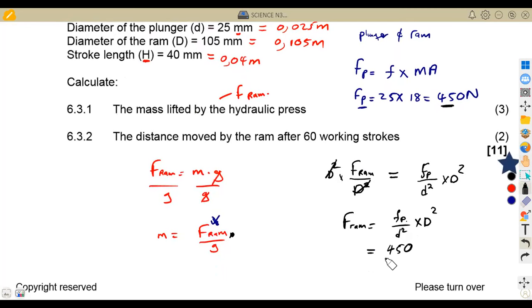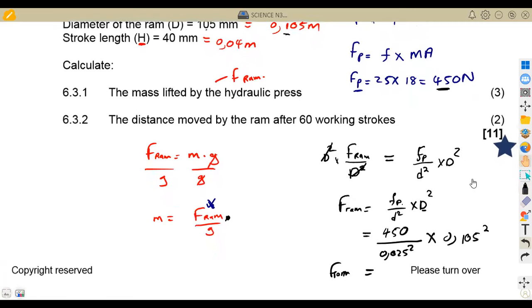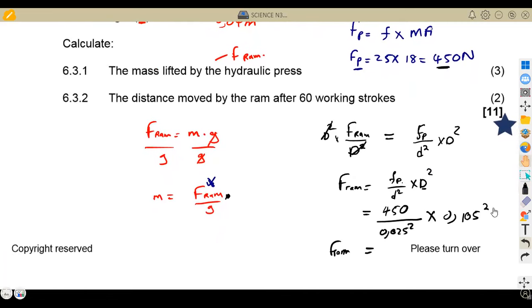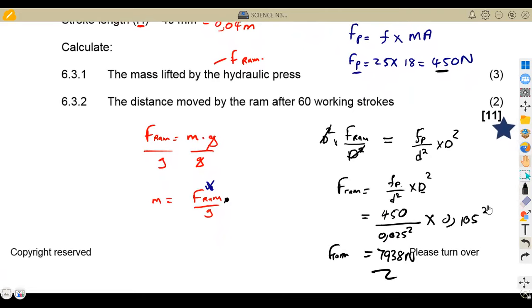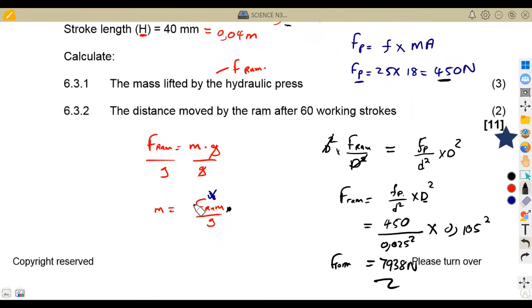So we're going to have this as 450 over 0.025 squared times the diameter on the ram, which is 0.105 squared. Okay, so this is going to give us the force on the ram. I want you to calculate this properly on your calculator. We must obtain something like 7,938 Newtons. Now we have got the force on the ram, which was the missing value in this formula.